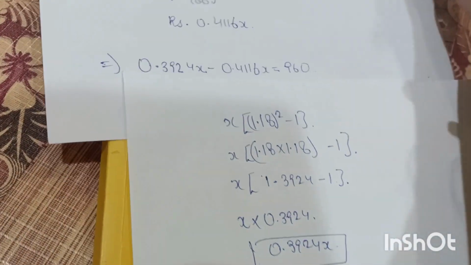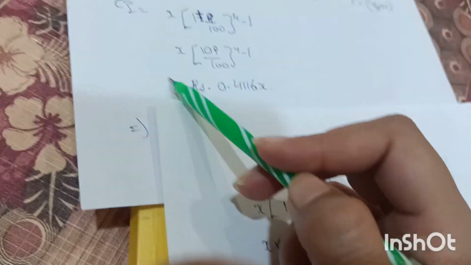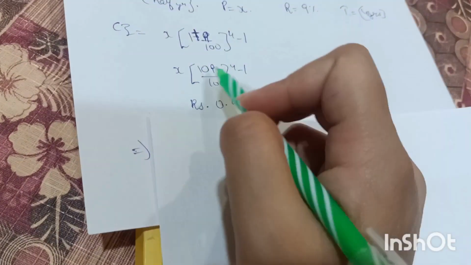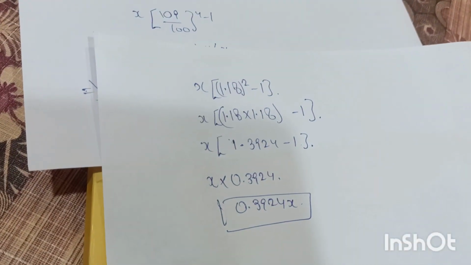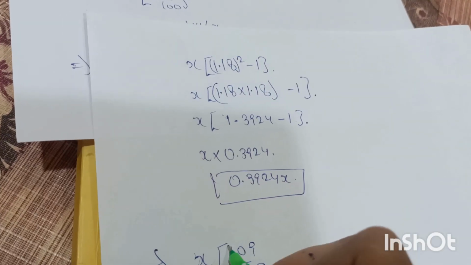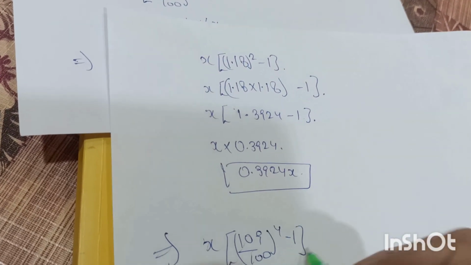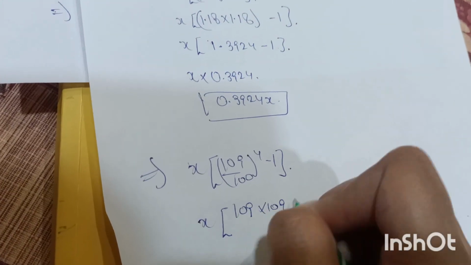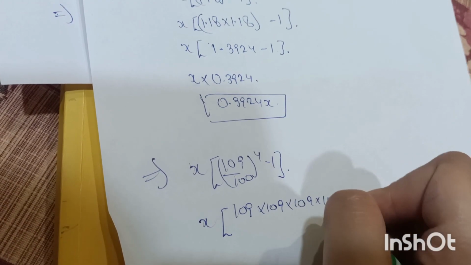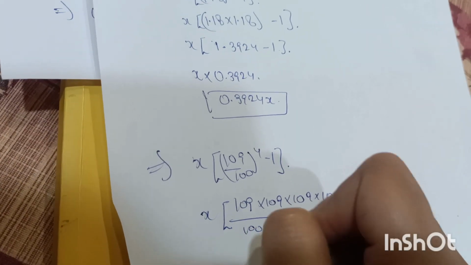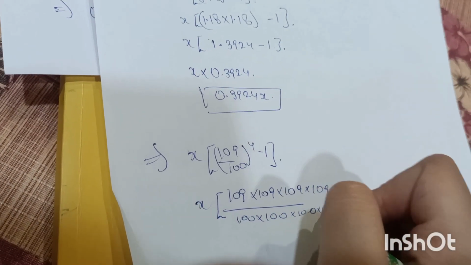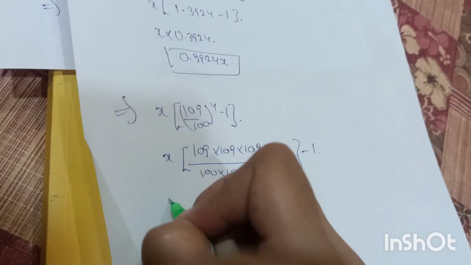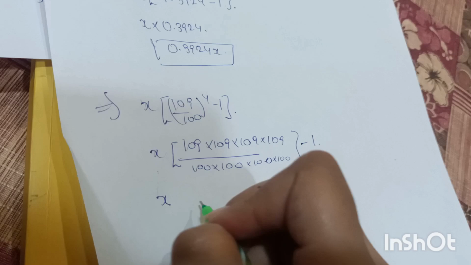Now let's solve this part. You can solve like this. From here I am solving it out. So x into (109 upon 100) to the power 4 minus 1. Now let's solve it. 109 into 109 into 109 into 109 upon 100 into 100 into 100 into 100, because it is 4 times, minus 1.